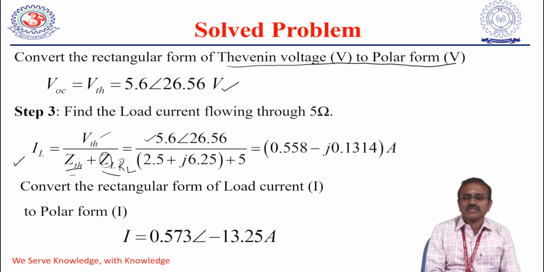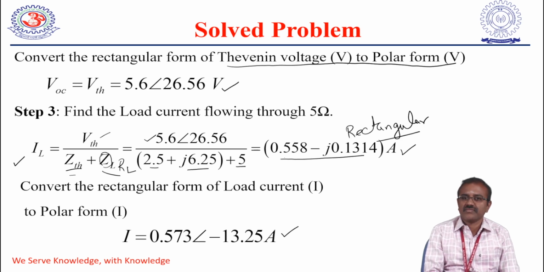VTH divided by ZTH, 2.5 plus J 6.25, plus 5 ohms. Using a calculator we can find the answer for the load current IL. It is again in rectangular form, so we have to convert it to polar form. With the help of a calculator, we find I is equal to 0.573 angle of minus 13.25 amps.